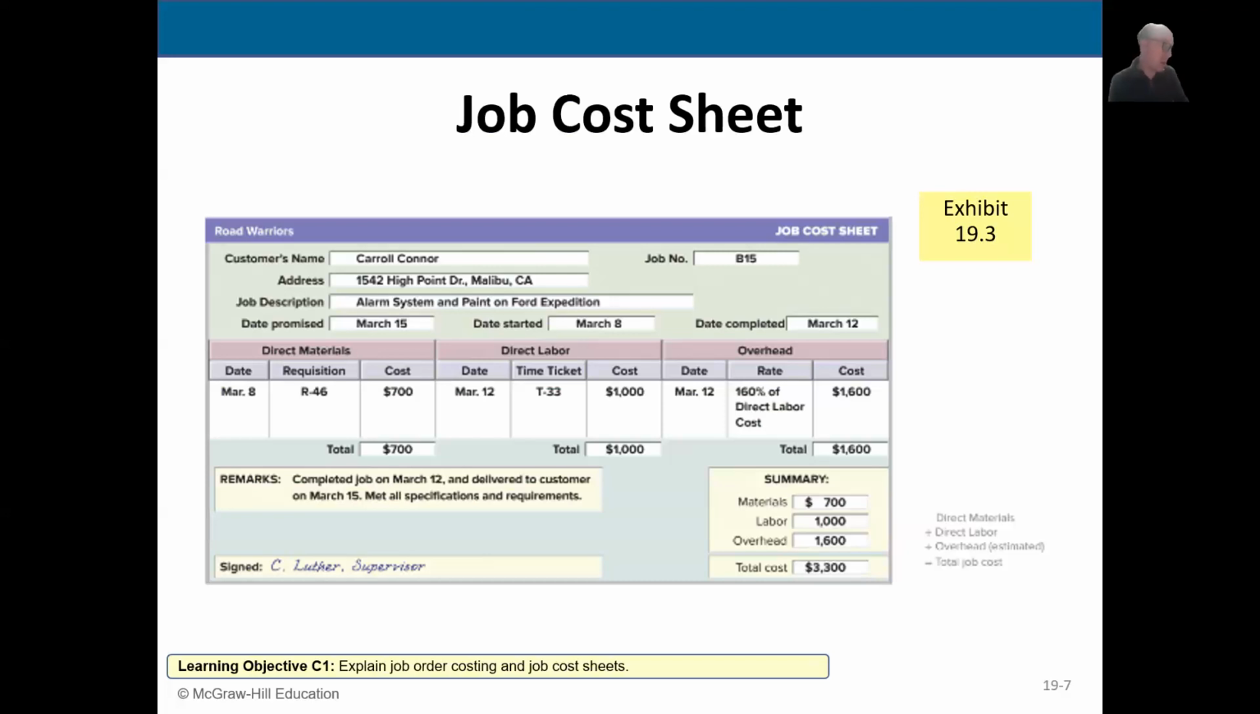That's a job order cost sheet. It lays out all of the costs associated with that job. Direct materials, direct labor, and factory overhead.